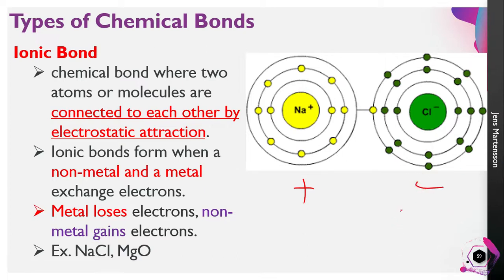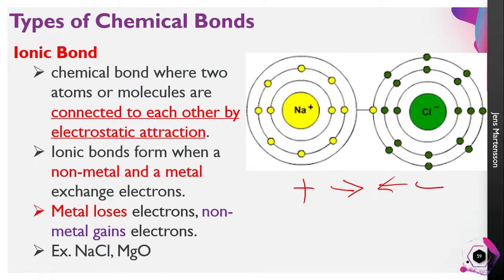So, when the positive charge and negative charge come together, they attract each other. That attraction is what we call the electrostatic attraction. It is the attraction between a positively charged ion and a negatively charged ion. So what holds the two atoms, sodium and chlorine, together is the electrostatic attraction, which is found only in ionic bonding.